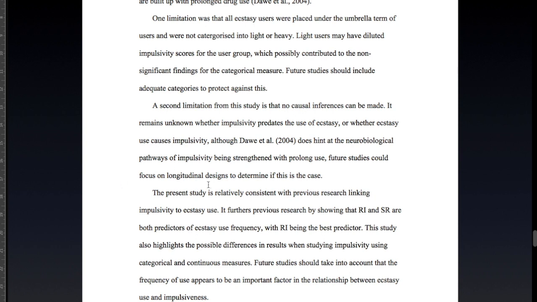So the reason why I say longitudinal designs is that it would be unethical to do an experimental study where we get some people and we tell them to use ecstasy, and we get other people and we tell them not to use ecstasy, and see what happens to their brains and their levels of impulsivity. That would be unethical. But if we focus on longitudinal designs where we get a whole group of people and then we watch them over a period of time to see who chooses to use ecstasy and who doesn't.